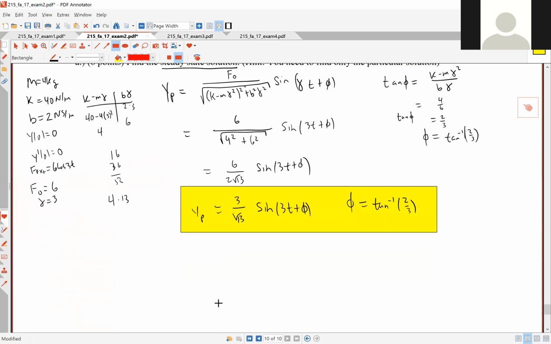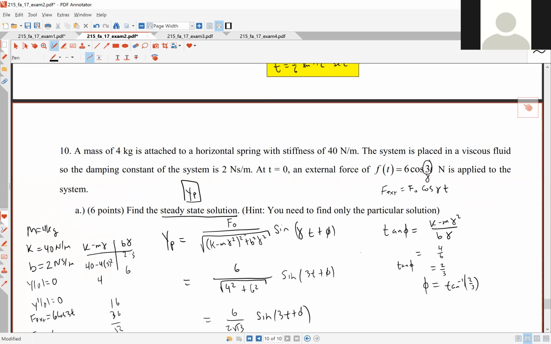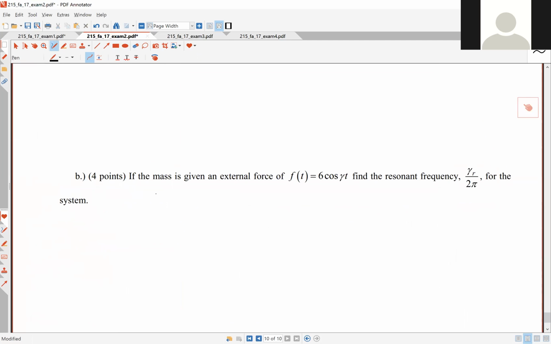Okay, so now remember, it was all about varying the frequency of the driving force. It's all about varying gamma to obtain the maximum amplitude. The maximum amplitude is sitting right here. We want to vary gamma so that we get the max amplitude. So what we did was we took the derivative of that with respect to gamma and figured out what gamma maximized that. And what we ended up with was a gamma resonant. We came up with the square root of k over m minus b squared over 2m squared.